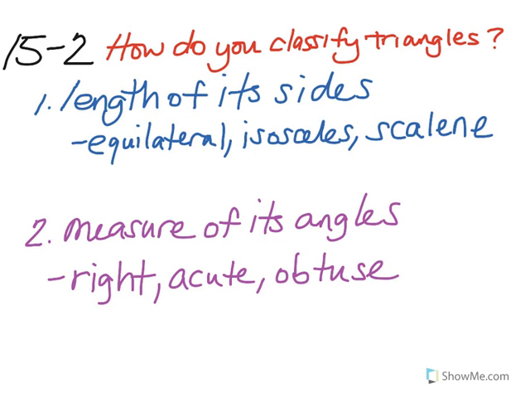Secondly, we can classify triangles by the measure of its angles. If we see a right angle, it's a right triangle. If it has 3 acute angles, it's an acute triangle. And if it has 1 obtuse angle, it will be an obtuse triangle. Please add this to your notes and bring them to class.